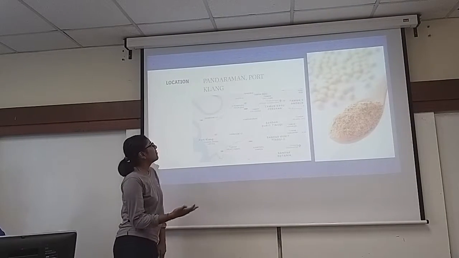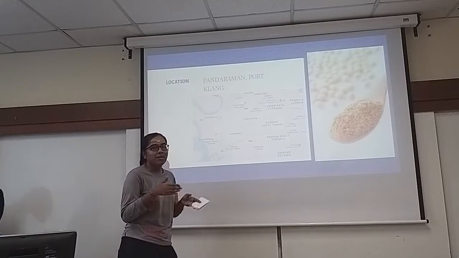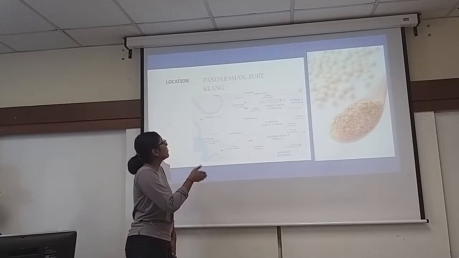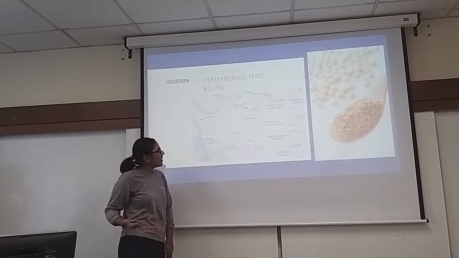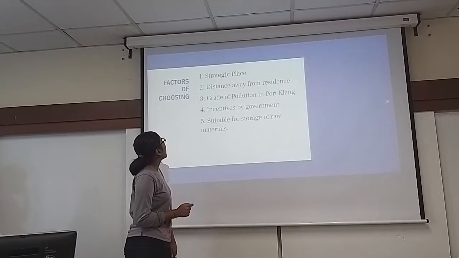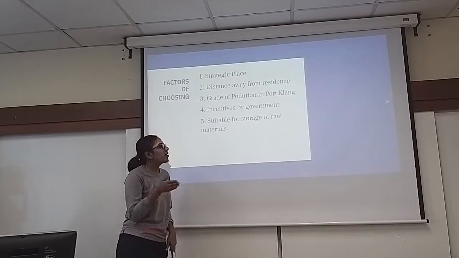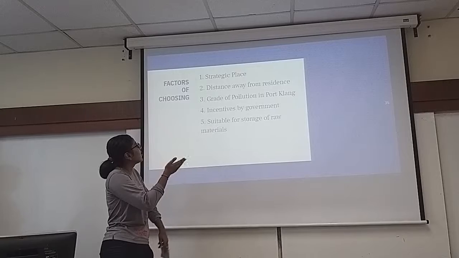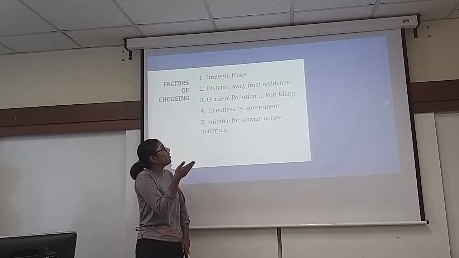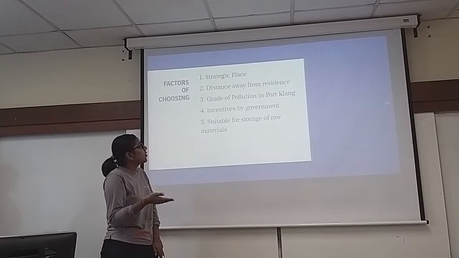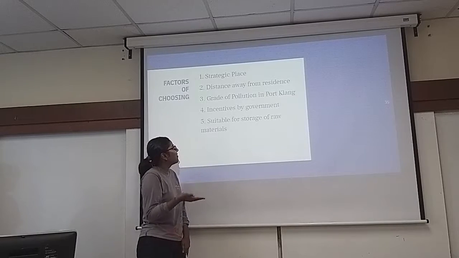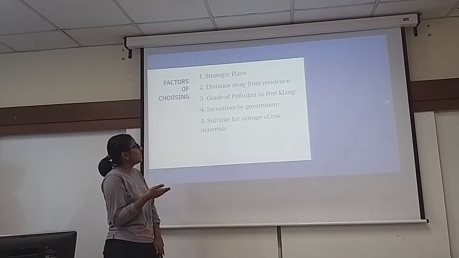Okay, our task 5 is about where our plant will be located. So the location of our plant will be Pandamaran, Port Klang. The factors for choosing Pandamaran, Port Klang are five: strategic place, distance away from residents, rate of pollution in Port Klang, incentives by the government, and suitability for storage of raw materials.